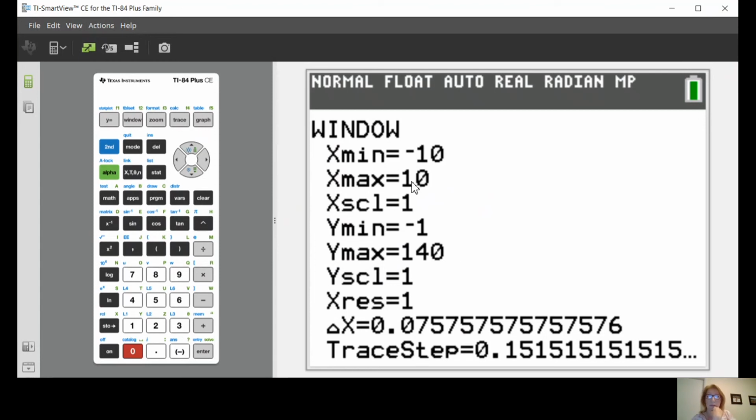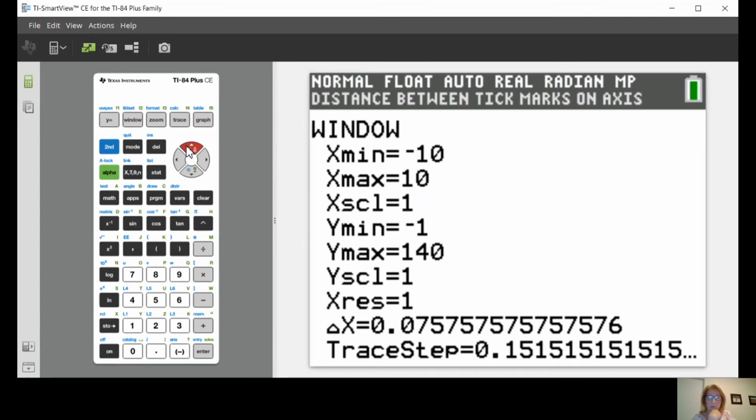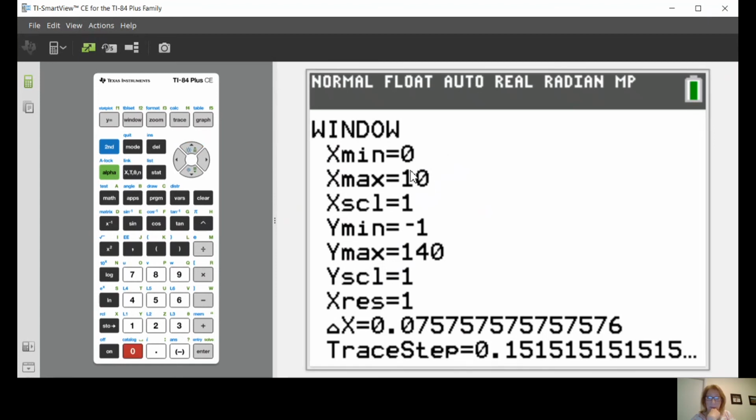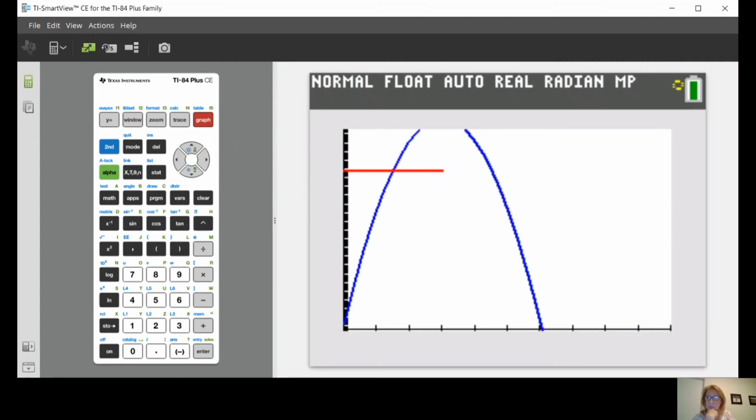And I don't really need negative x values because they're measuring the time after it was thrown. So maybe I'll just start that at 0. And surely within 10 seconds, the thing will have hit the ground. I don't really care about changing my scale. It will probably jam up the screen, but I just want to see what the graphs are. So let's see if 10 seconds is enough to see the whole thing.